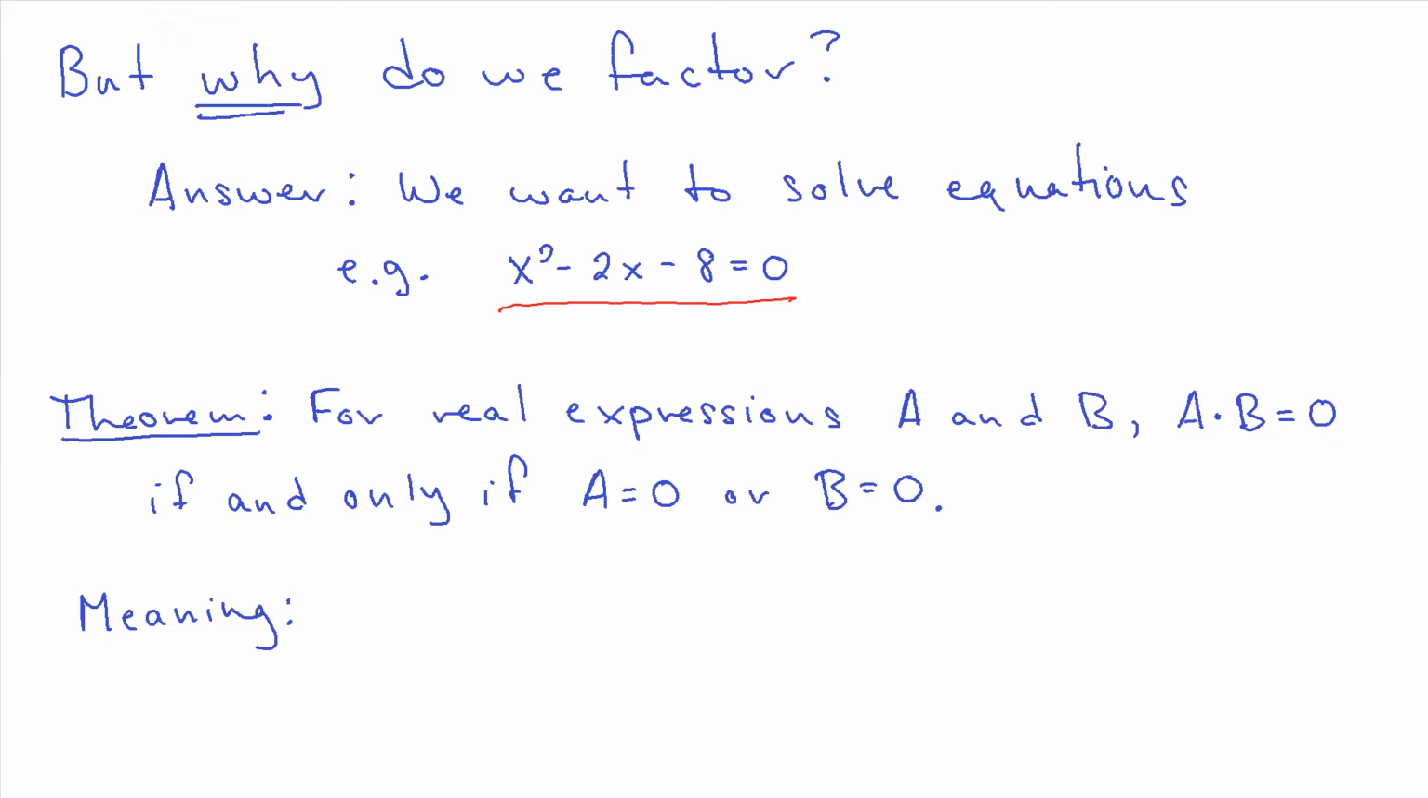The key theorem for understanding this is the following. For real expressions A and B, when I multiply them together and get 0, I have to have that either A is 0 or B is 0. So let me break this down a little bit for you. First off, what on earth is a theorem? A theorem just means a deep mathematical property.